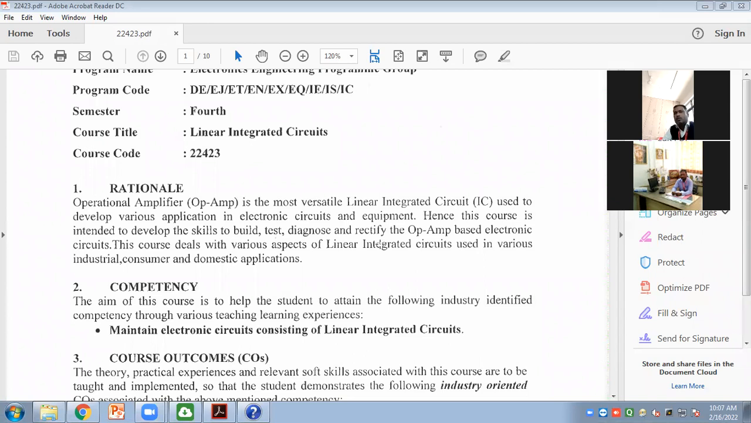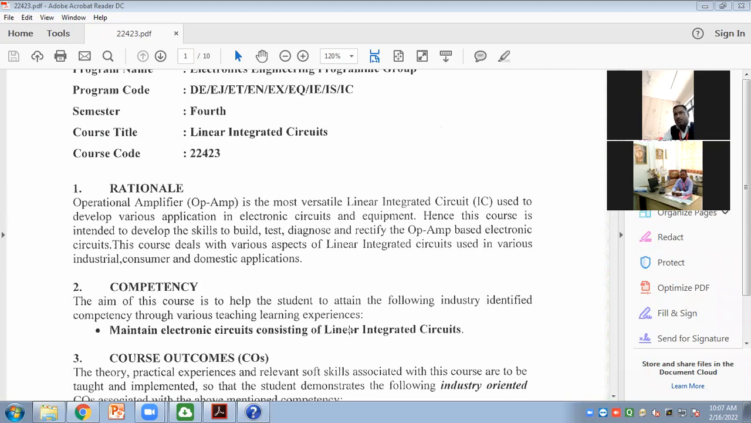Okay, in today's lecture we are going to see the subject Linear Integrated Circuit and the syllabus that is designed for covering 22423 Linear Integrated Circuits. Now, what do we mean by linear integrated circuit, or why was this subject added in the Electronics and Telecommunication branch?